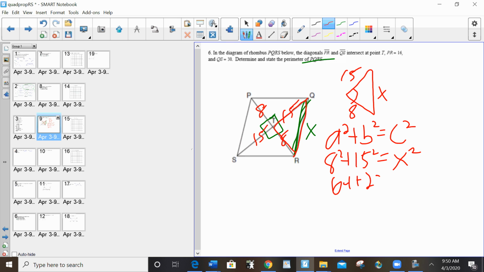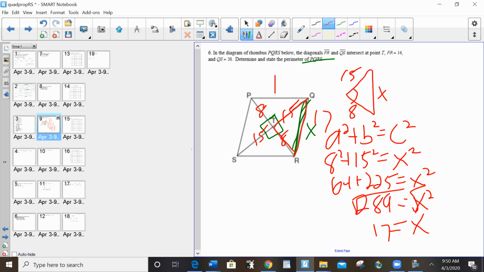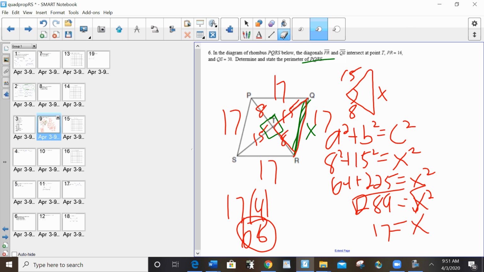64 plus 225 equals x squared. 289 equals x squared. Square root. X is 17. If that's 17, a rhombus has all sides the same. So the perimeter is 17 times 4, which is 68. It's a little ugly. Let me rewrite that.